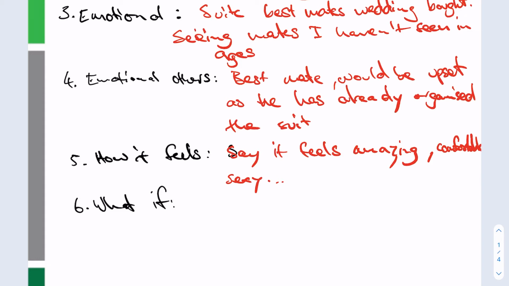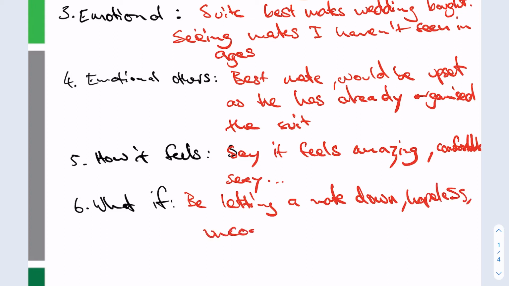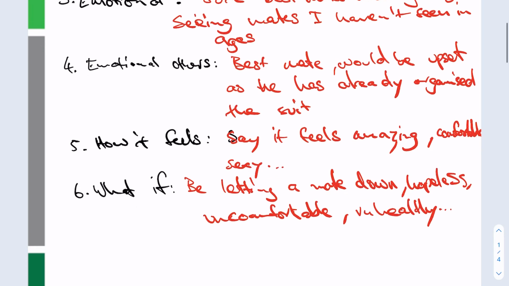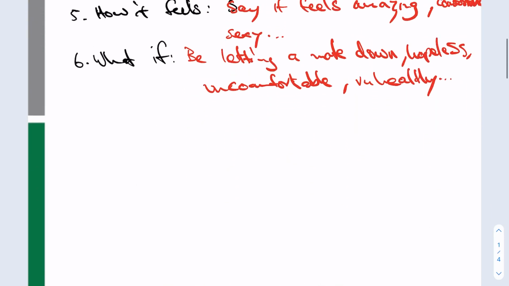So what if I didn't achieve it? Well, I'd be letting a mate down. I feel a bit hopeless, uncomfortable, and I feel unhealthy, which is really important to me, to make sure that I feel healthy. Awesome. So now we're starting to build a bit of a reasoning. So we've got our full understanding of how it is and why it is that we're wanting to achieve these goals. Now, the next step takes us back to the 7 habits of highly effective people.